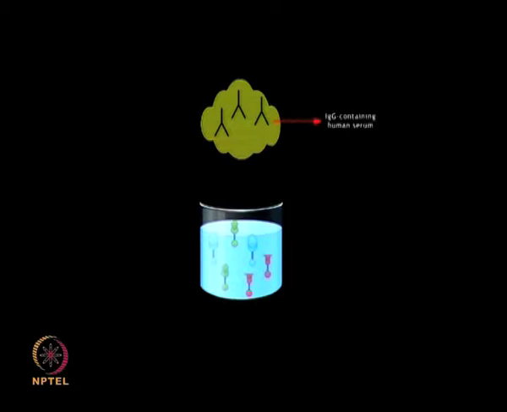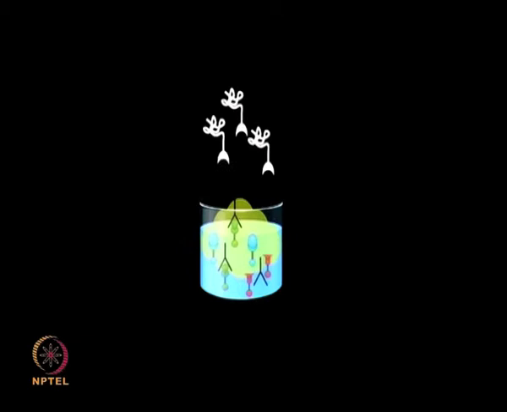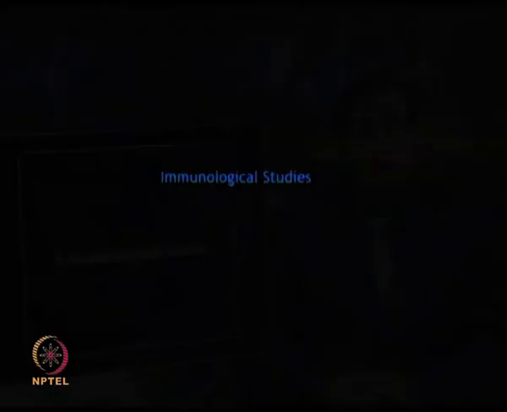After mixing the beads together, the serum was added to these coupled beads and human IgG were detected by probing with the enzyme linked anti-human IgG. The colored reaction was observed on addition of substrate to the enzyme. The authors demonstrated this approach for detection of antibodies to Epstein-Barr virus nuclear antigen 1 or EBNA1 and P53. Let us now move on to other application, immunological studies.